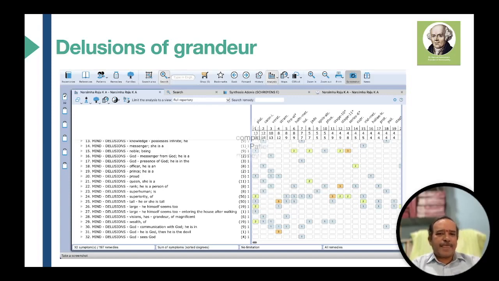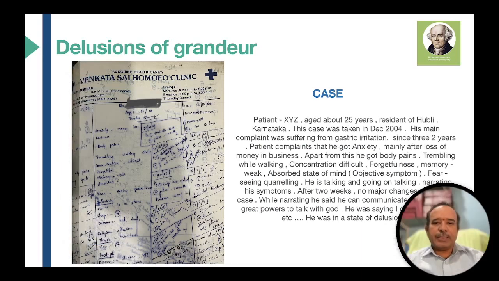Coming to the case history: the patient XYZ, age 25 years, resident of Hubli, Karnataka. They also stay in Hyderabad. He is a theatre manager. This case was taken in December 2004, in my initial days of practice; I started my practice in September 2004. I got very good cases, and this is one case from which I learned a lot about delusions and how to do the case analysis.